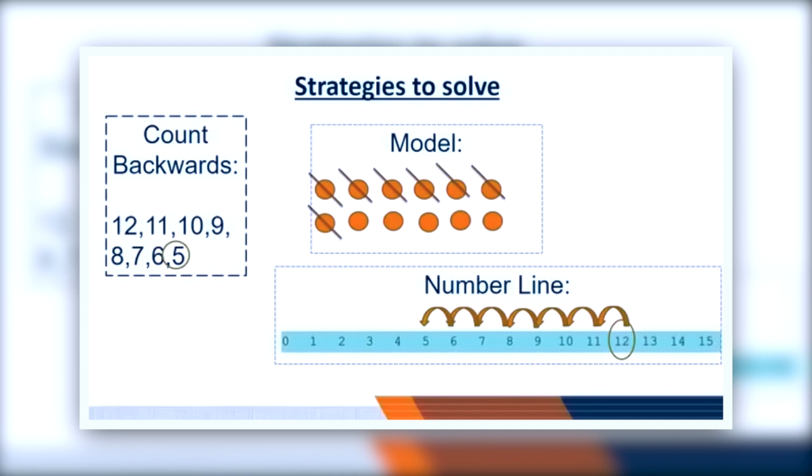Another way to solve the problem is to use a model. You could have drawn 12 circles and crossed off 7 of them. When you cross off 7 of them, the remaining circles you're left with is 5. Another way you could have solved this problem is to use a number line. You could have started at the number 12 and made 7 jumps backwards. When you make 7 jumps backwards, you'll end up on the number 5.